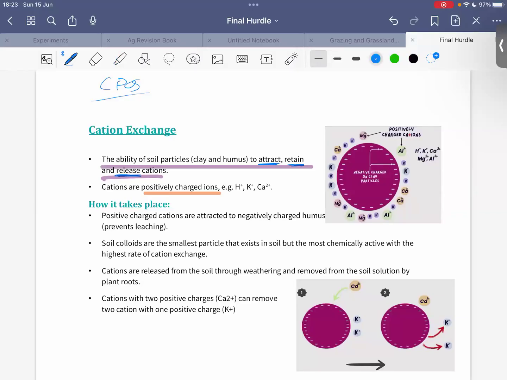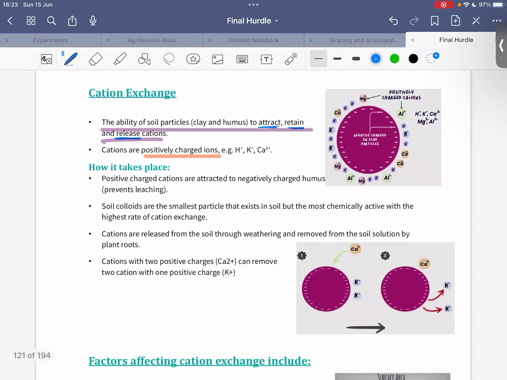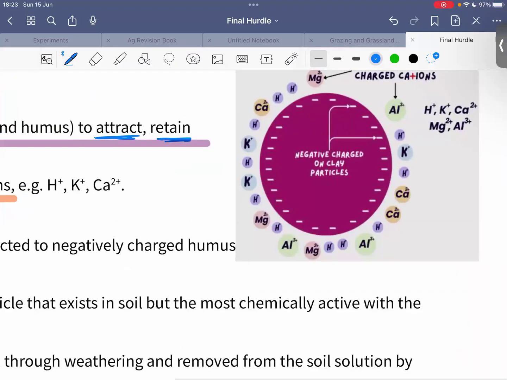Okay, so how does our cation exchange take place? Positively charged cations are attracted to the negatively charged humus. You see from this diagram here. What's an ion? It's just a charged atom. So a cation is just a positively charged ion, and an anion is a negatively charged ion. For anyone doing chemistry Tuesday. But very simply, like your magnets, plus is attracted to the minus, okay?